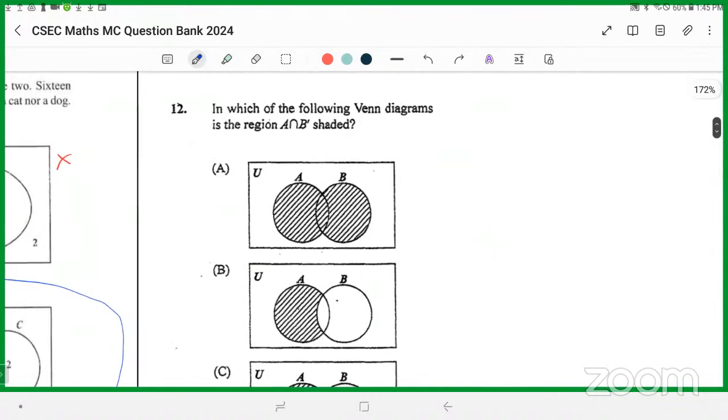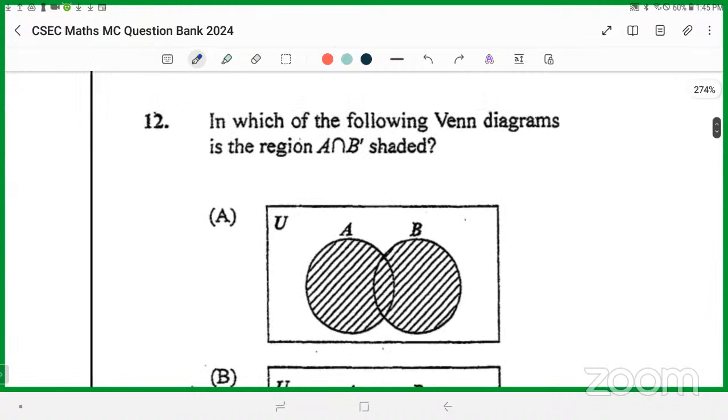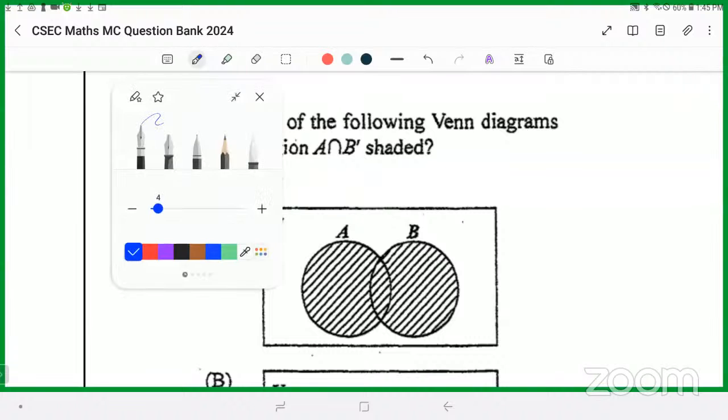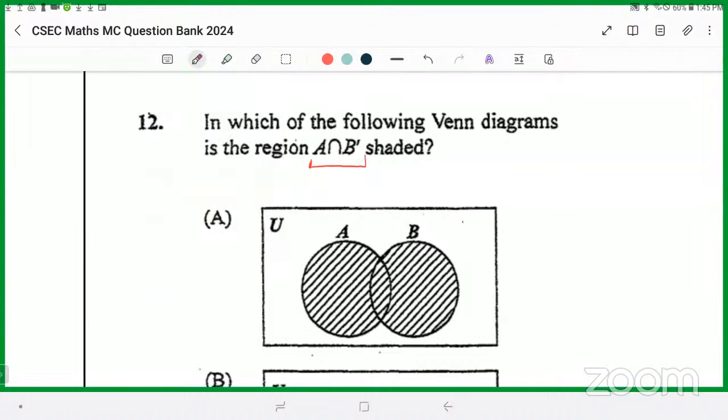Which of the following Venn diagrams is A intersect B complement? This means that you're inside of A and outside of B. And it must be shaded. This really means A only, you know. That's a simple way to say this is A only. Looking for the section that is A only, because you're in A and at the same time outside of B. You don't want any part of B.